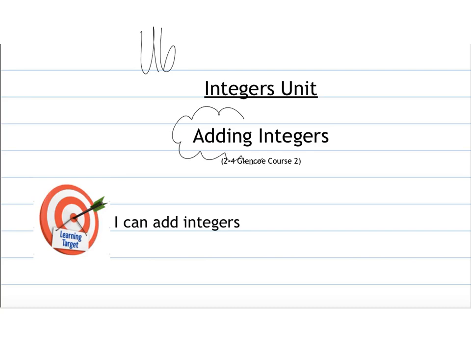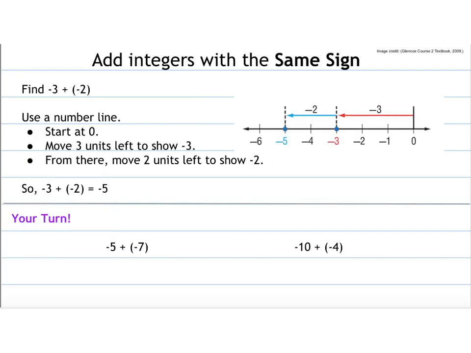This topic is adding integers. Our learning target is being able to add integers. Adding integers with the same sign, meaning that they're both negative or they're both positive. We already know how to add positive integers, so we're not even going to cover that. You've been doing that since kindergarten. Now it's talking about adding them if they're both negative.